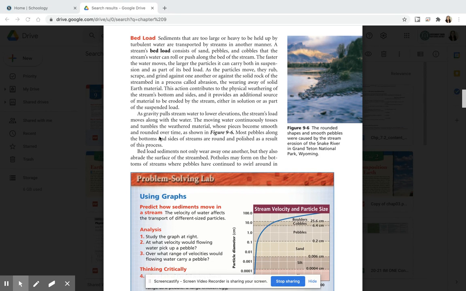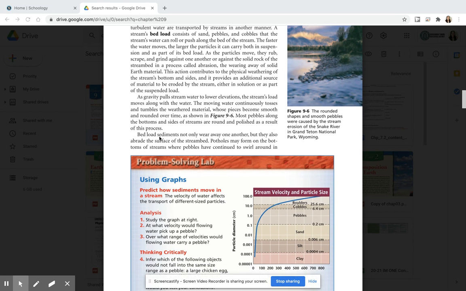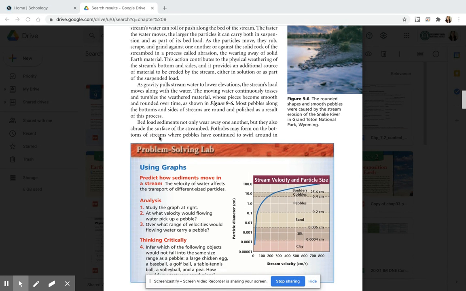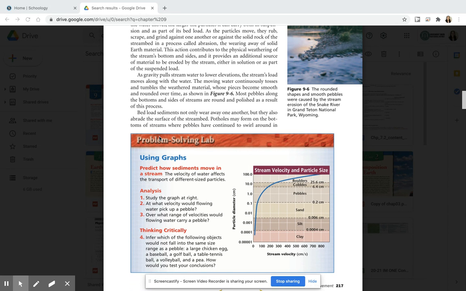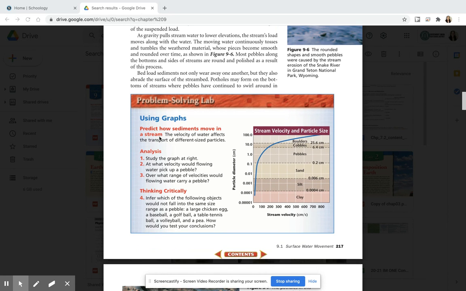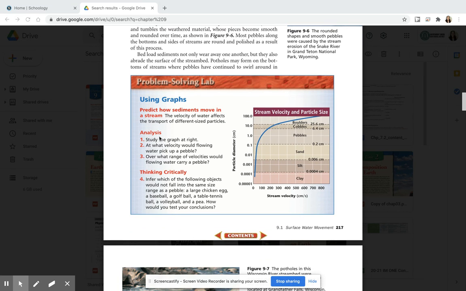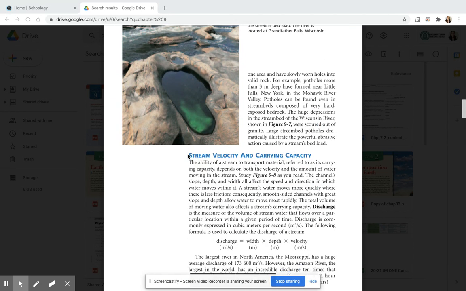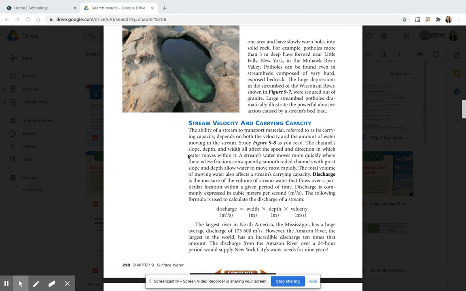As gravity pulls stream water to lower elevations, the stream's load moves along with the water. The moving water continuously tosses and tumbles the weathered material, whose pieces become smooth and rounded over time. As shown in Figure 9.6, most pebbles along the bottoms and sides of streams are round and polished as a result of this process. Bed load sediments not only wear away one another, but they also abrade the surface of the stream bed. Potholes may form at the bottoms of streams where pebbles have continued to swirl around in one area and have slowly worn holes into solid rock.